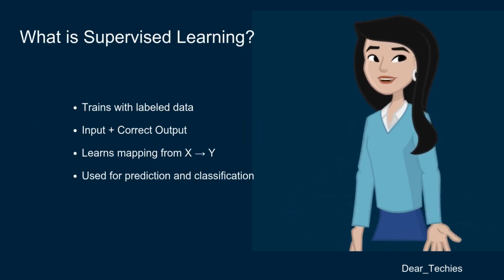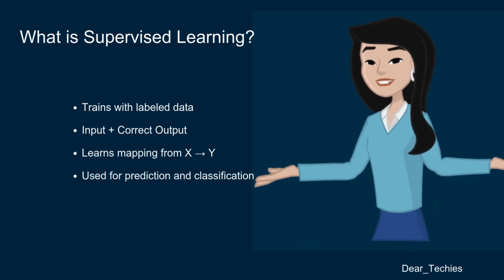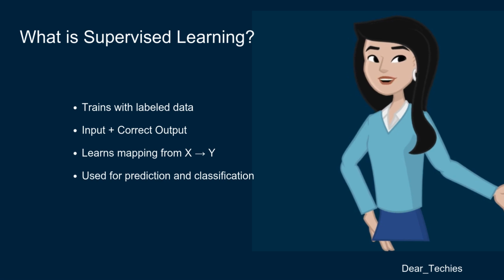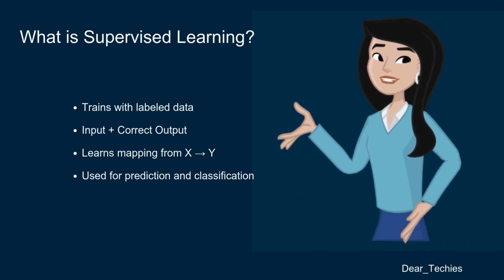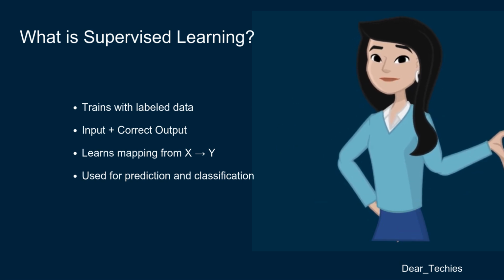Supervised learning simply means the model is trained with labeled data. This means for every input, the correct output is already known. So the model learns a direct mapping. If this is the input, this should be the output. This method is perfect for tasks like predicting house prices or classifying emails as spam or not spam.